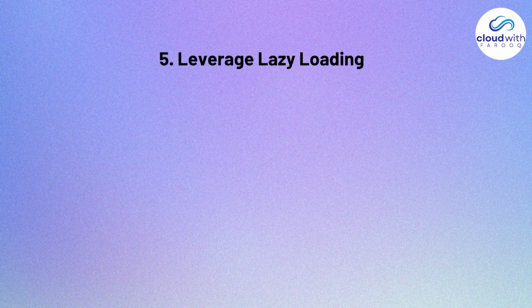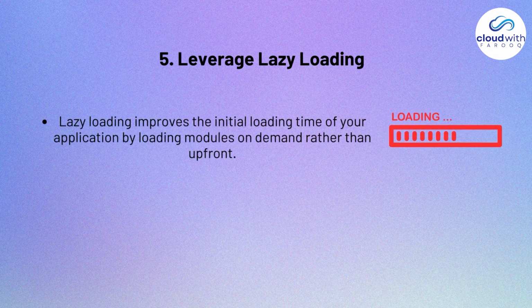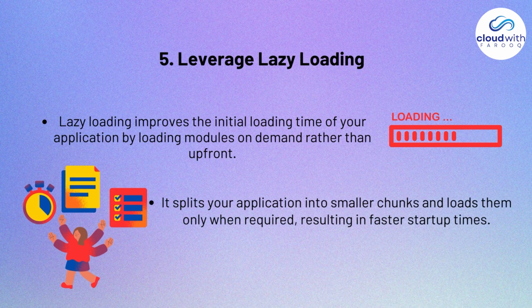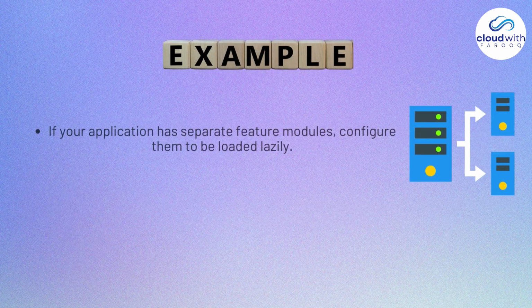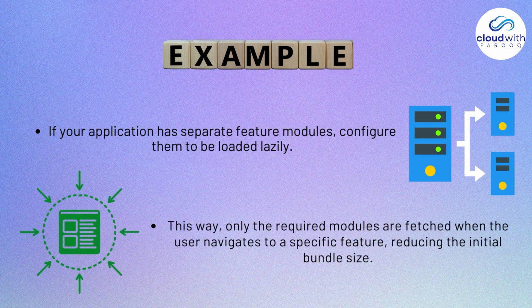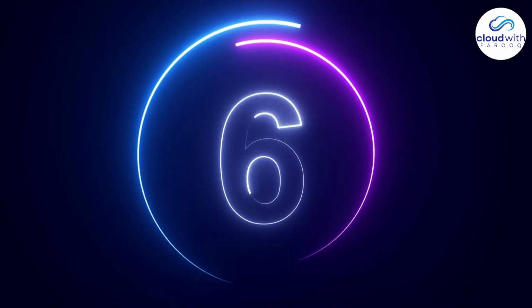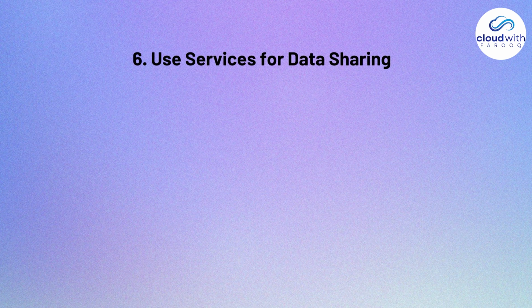Number 5. Leverage lazy loading. Lazy loading improves the initial loading time of your application by loading modules on demand rather than upfront. It splits your application into smaller chunks and loads them only when required, resulting in faster startup times. For example, if your application has separate feature modules, configure them to be loaded lazily. This way, only the required modules are fetched when the user navigates to a specific feature, reducing the initial bundle size.